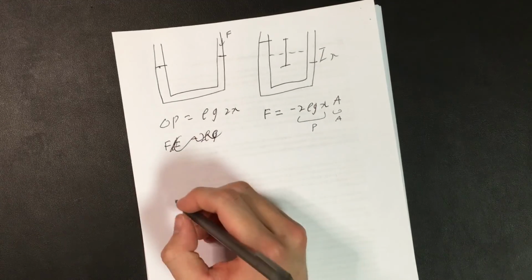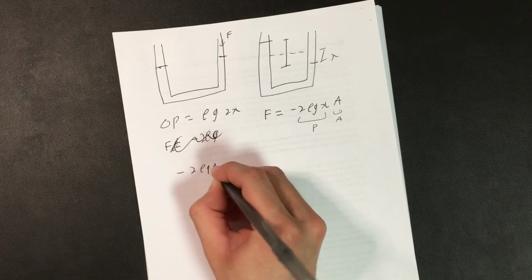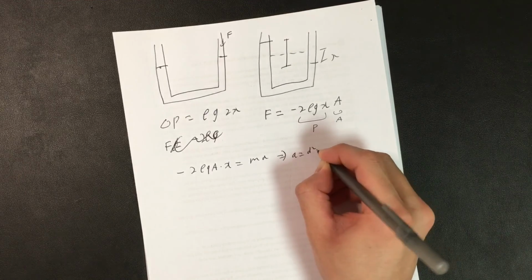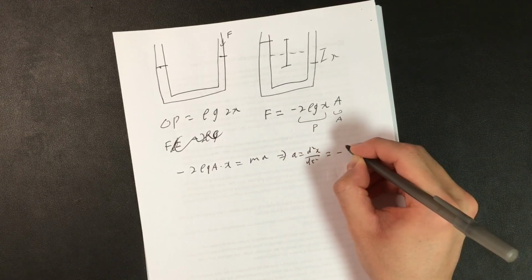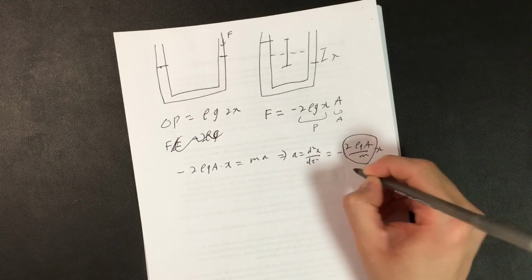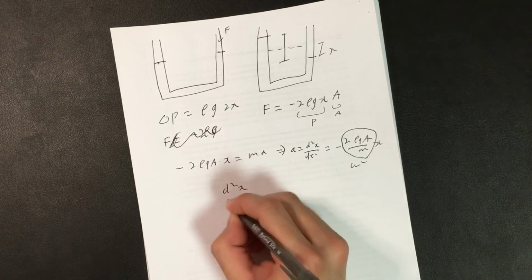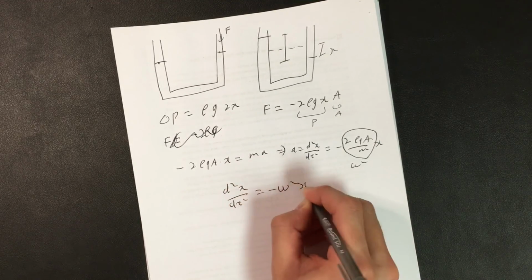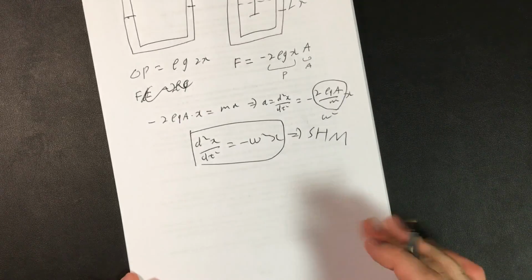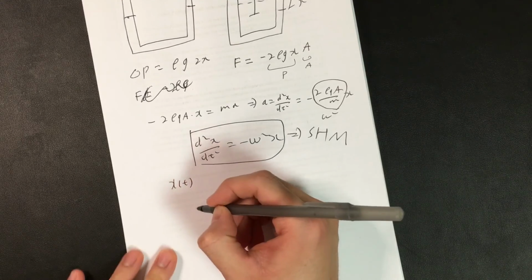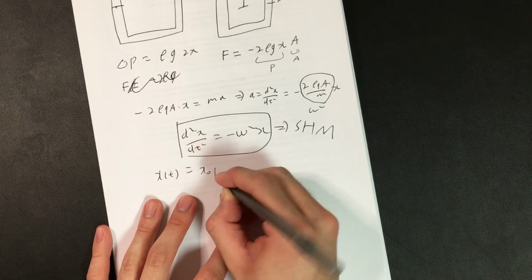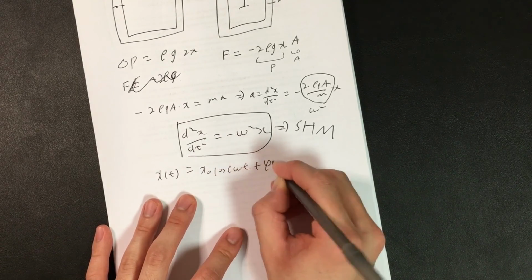Since F equals ma from Newton's law, negative 2 rho gA times x equals ma, which, solving for a, equals d2x over dt squared equals negative 2 rho gA over m times x. And if I call this whole quantity omega squared, d2x over dt squared equals negative omega squared x, which is the equation for simple harmonic motion. Therefore, x of t, which is the height of this water oscillating, can be written in the form of x naught times cosine of omega t plus some angle phi.